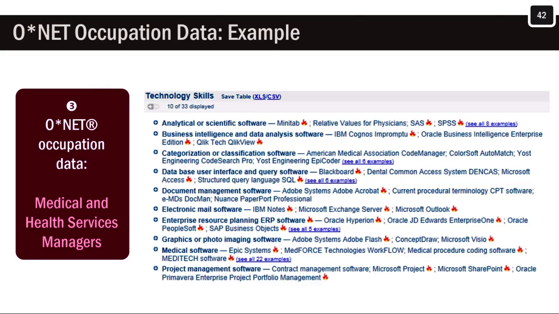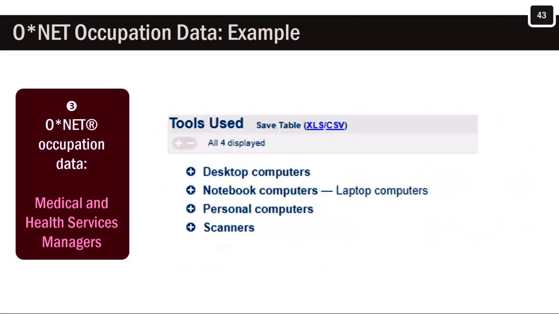O*NET also provides other useful information. For instance, in addition to just skills, O*NET occupational reports cover, in a special section, technology skills and identify specific software that is particularly useful in this occupation. Little flames stand for what O*NET calls hot technology, a technology requirement frequently included in employer job postings. It also provides a section on tools used in this occupation. Now, for medical managers, this is not terribly exciting, but may be important for other occupations.